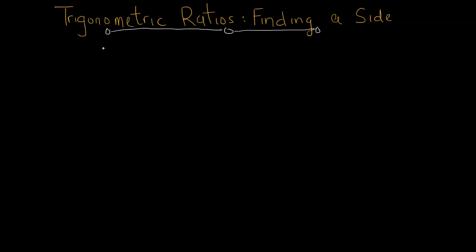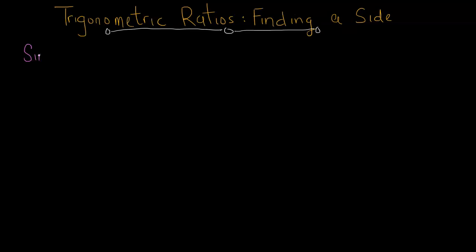Hello everyone, in this video we are going to be applying the trigonometric ratios to finding a missing side on a right triangle. In a previous video we considered the three trigonometric ratios, the sine, the cosine and the tangent.